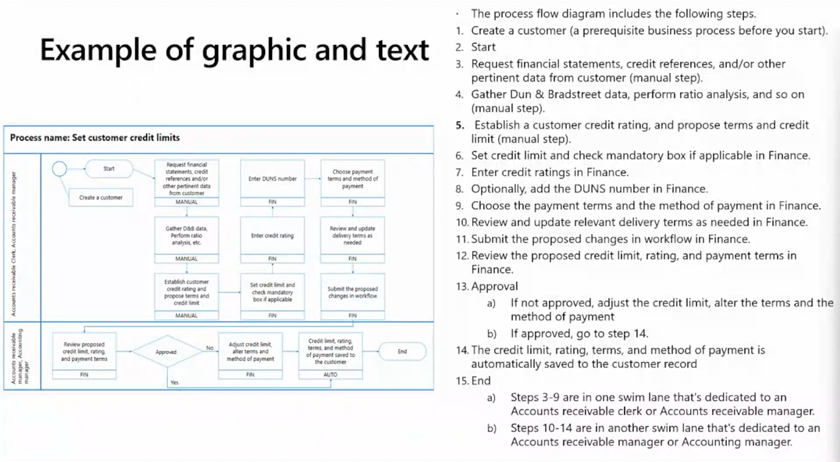You can see that when we get to the approval step, which is step 13 in this particular example, then we have our if not approved and if approved. We go to step 14, and then obviously we have our end. You'll notice that below the diagram, we have the description of the swim lanes. So I'm indicating the step numbers 3 through 9 are in one swim lane that's dedicated to the accounts receivable clerk or the accounts receivable manager, and steps 10 through 14 are in a second swim lane that's dedicated to the accounts receivable manager or accounting manager. So your swim lane descriptions will always follow your graphic.